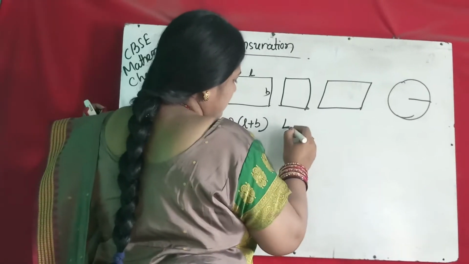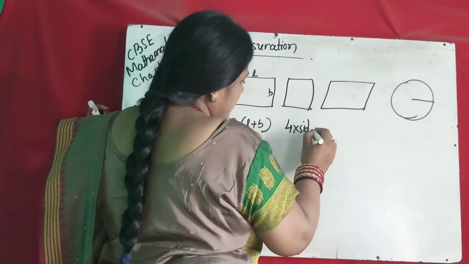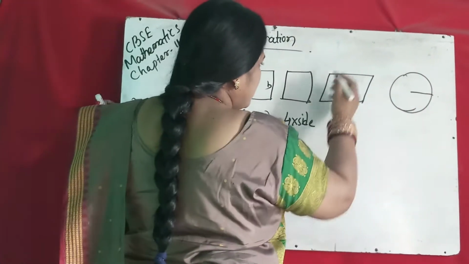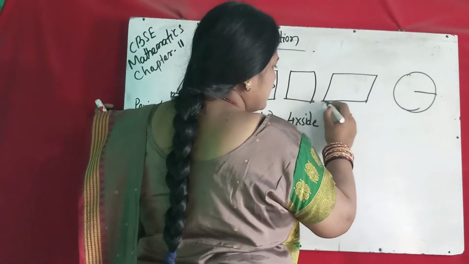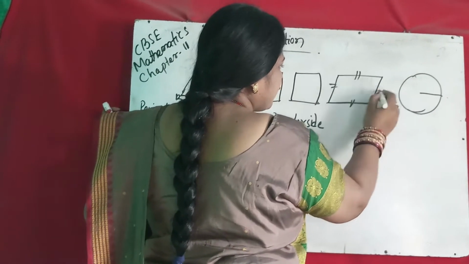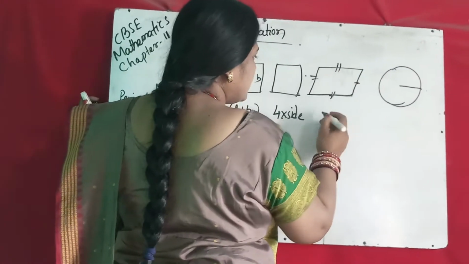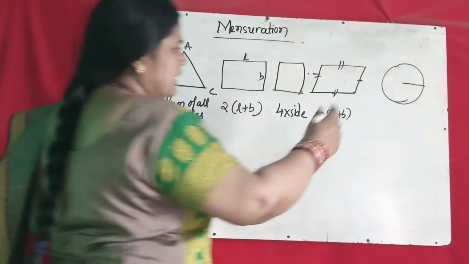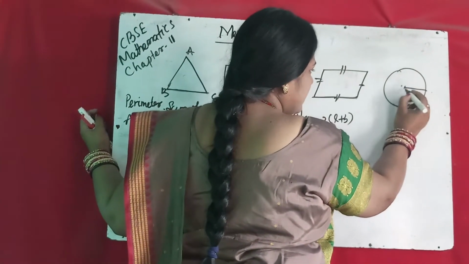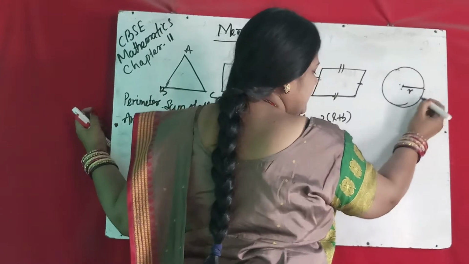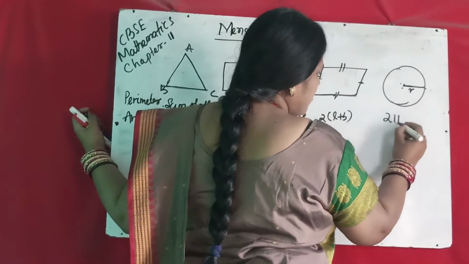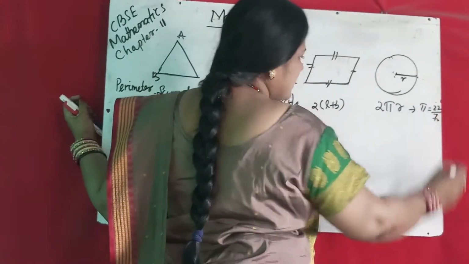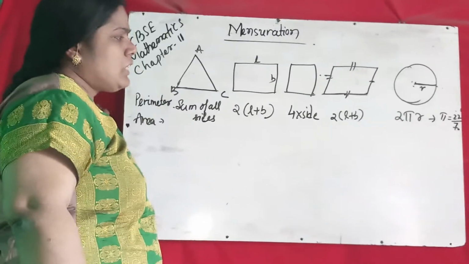And for a square, 4 into side. Parallelogram also 2 into length plus breadth, because opposite sides are equal. This plus this plus this. Here also the perimeter will be 2 into length plus breadth. And here suppose this is a circle, this is the center, this is the radius. So 2 pi r, where pi equals 22/7.